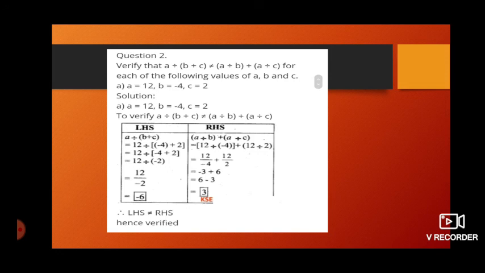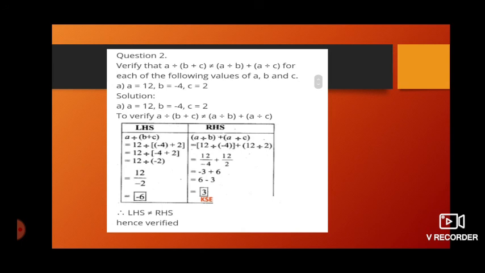Now we will check whether it is correct or not. Now see, for each of the following, they are giving different values for A, B, C. By using these values, we have to check, children. First one, A is equal to 12, B is equal to -4, C is equal to 2. To verify, A divided by (B plus C) is not equal to A divided by B plus A divided by C. LHS means left hand side, whatever is there, I am doing in one column. And the right hand side, whatever is there, I am doing in this side column.